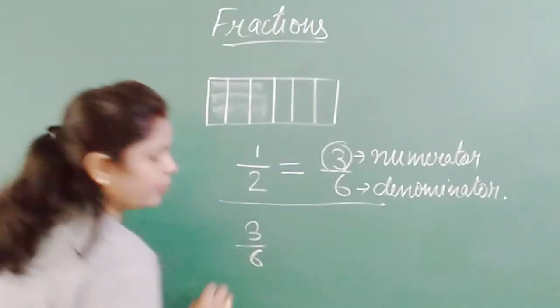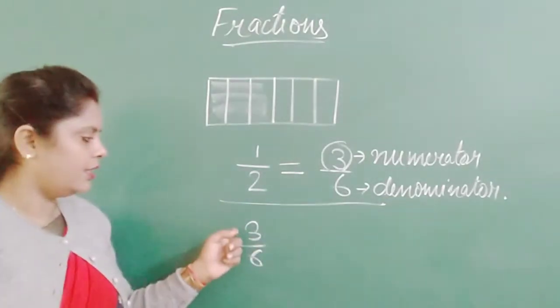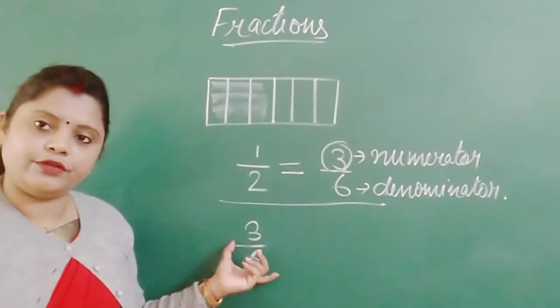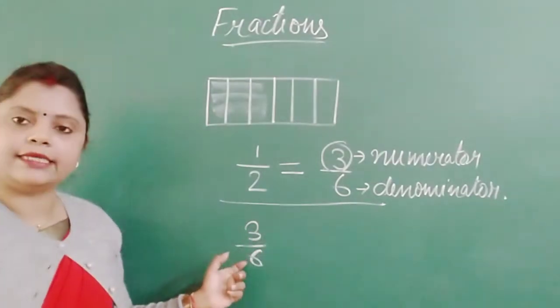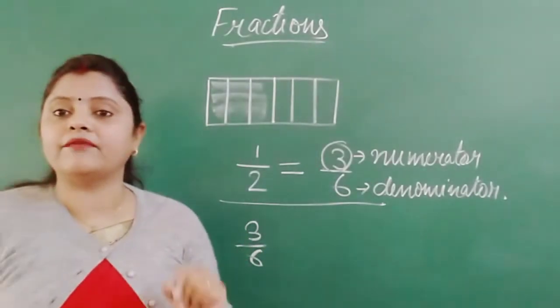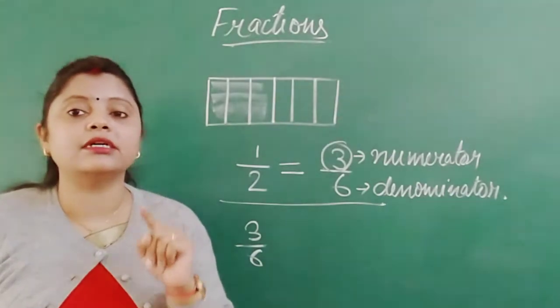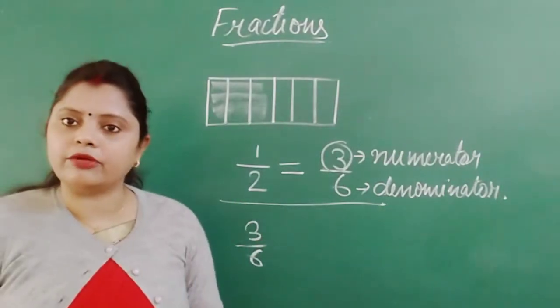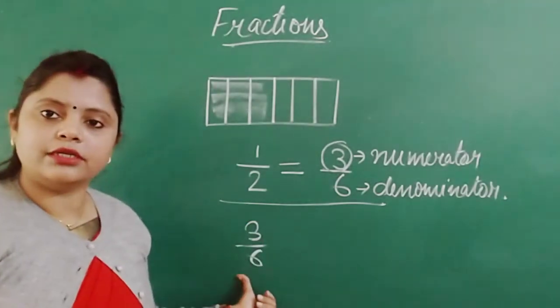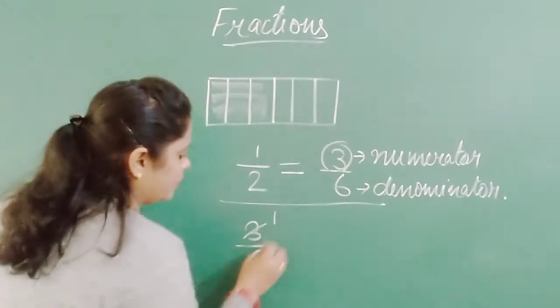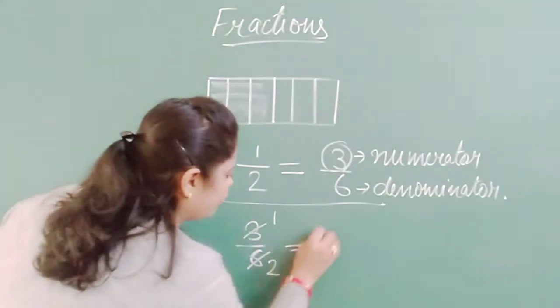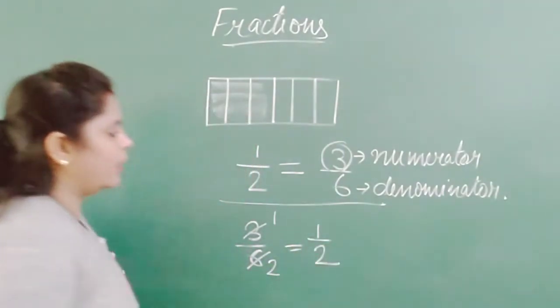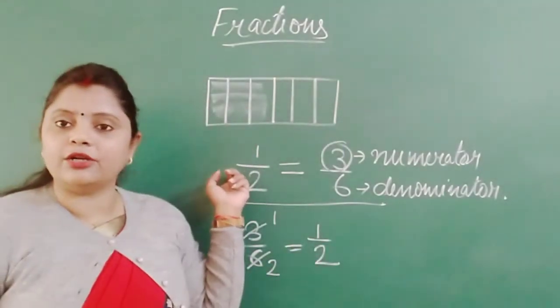If I am writing 3 by 6, now see, this is a kind of division only. 3 and 6 both can be divided by 3 because 3 is the highest common factor. 3 and 6 both can be cancelled by 3. 3 ones are 3 and 3 twos are 6. So 3 by 6 is equal to 1 by 2, and this is what has been done here also.